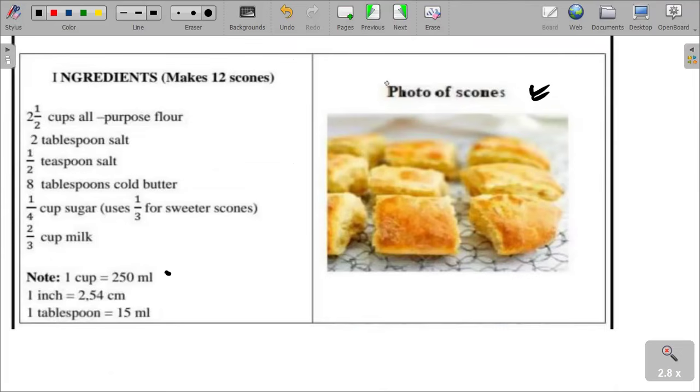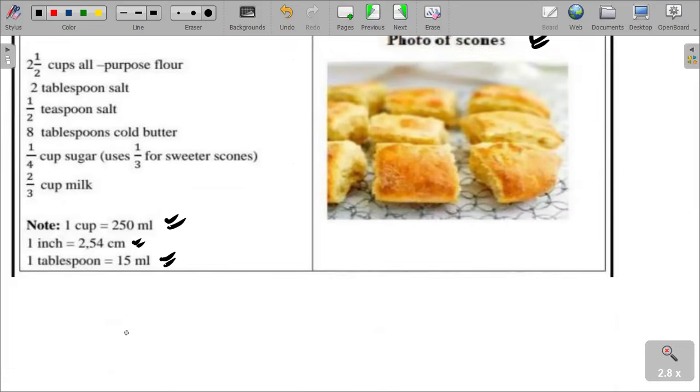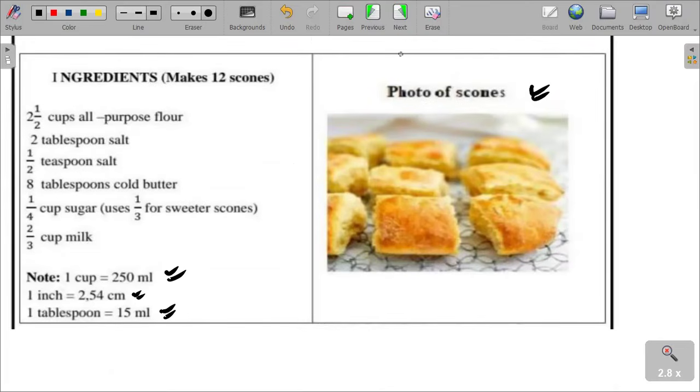1 cup is equal to 250 mL. 1 inch is equal to 2.54 centimeters. 1 tablespoon is equal to 15 milliliters. But these are the ingredients that she uses, given in this case. She uses these ingredients there.